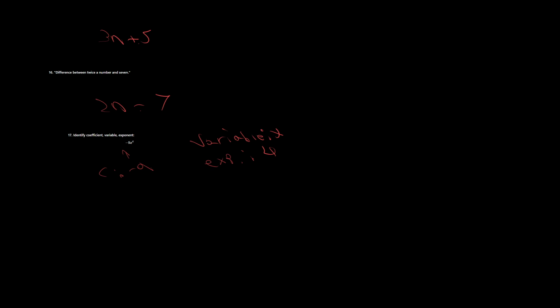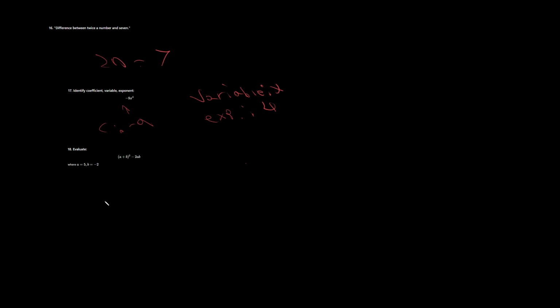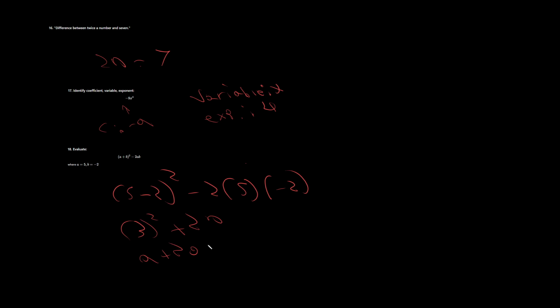Now we have to evaluate this when a is equal to 5 and b is equal to -2. So when we substitute, we get 5 plus -2, which is just 3, squared minus 2 times 5 times -2. So we get 3 squared. -2 times 5 is -10, times -2 is +20. So we get plus 20. 3 squared is 9, so it equals 29.